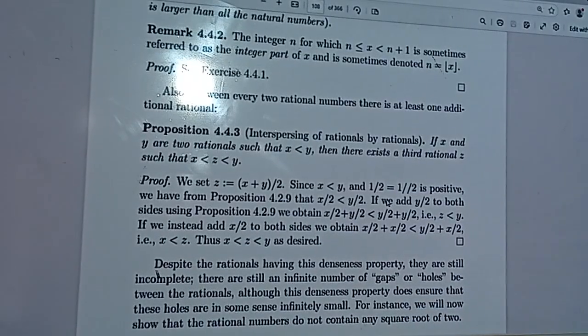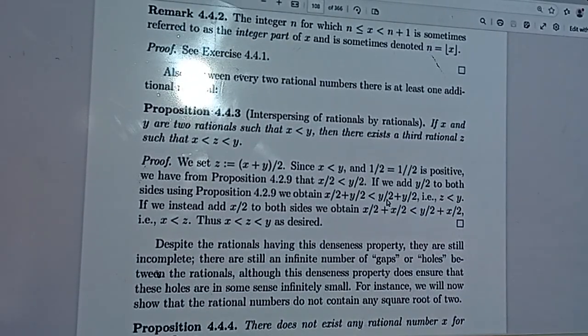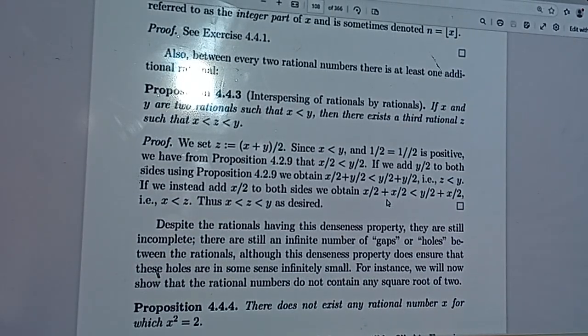Despite the rationals having this density property, they are still incomplete. There are still an infinite number of gaps or holes between the rationals. There are real numbers which are not rationals. That's what the next one is. Although this denseness property does ensure that these holes are in some sense infinitely small.